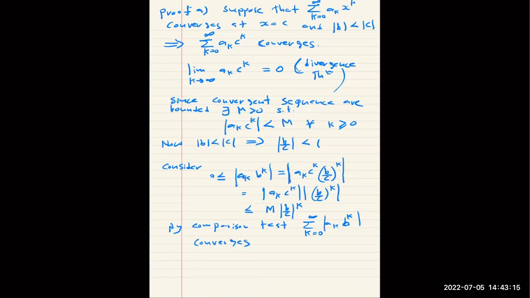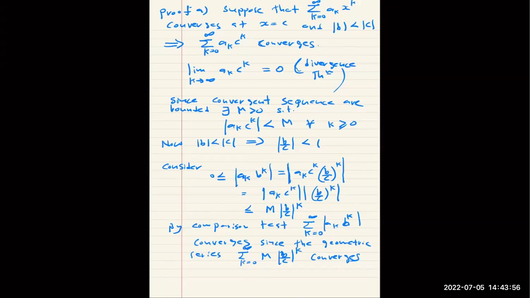Why does it converge? That's because this is convergent. Your right hand side, this is the bigger sequence. This is bigger than or equal to 0. Why is this convergent? This is clearly a geometric series, right? Let me write converges, since the geometric series, k goes from 0 to infinity, m times absolute value of b over c to the power k, converges.